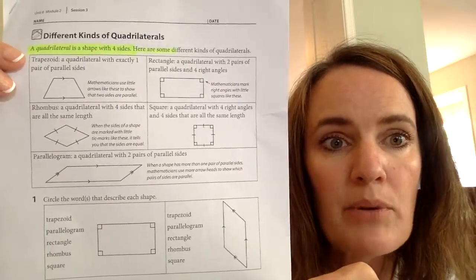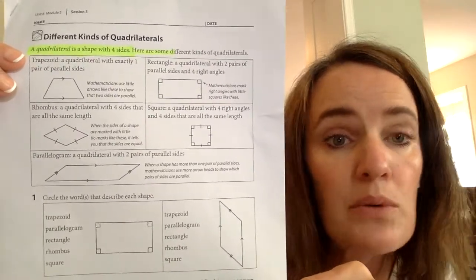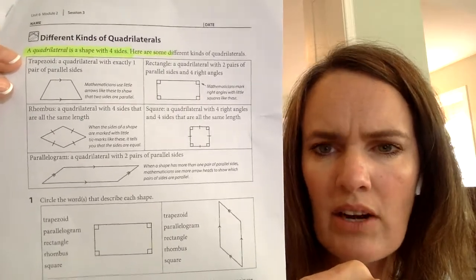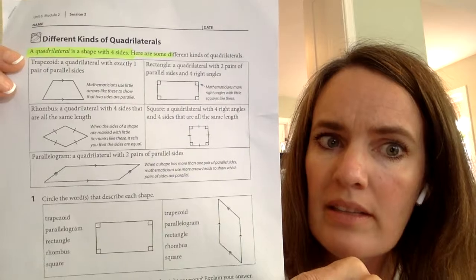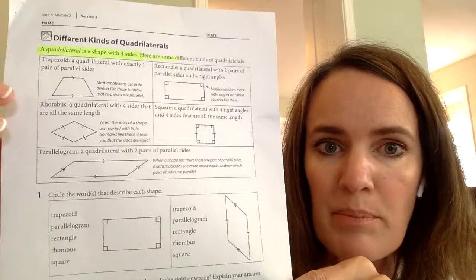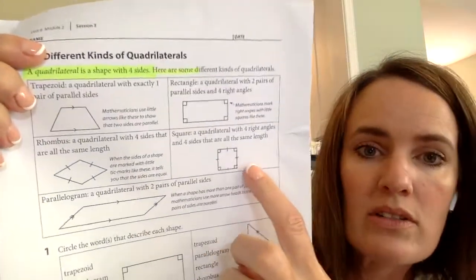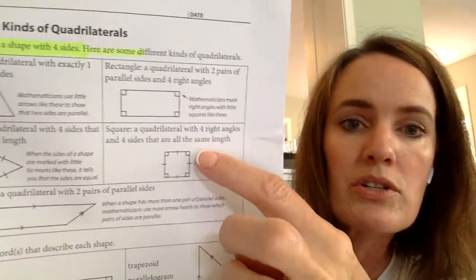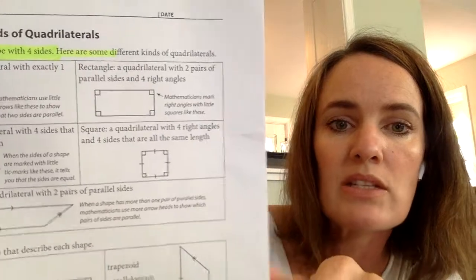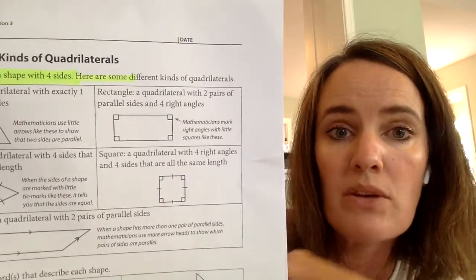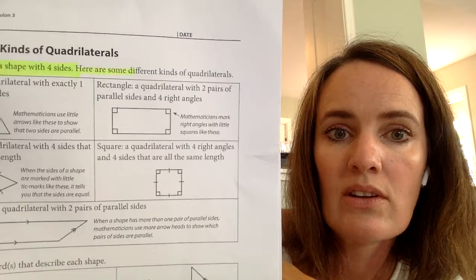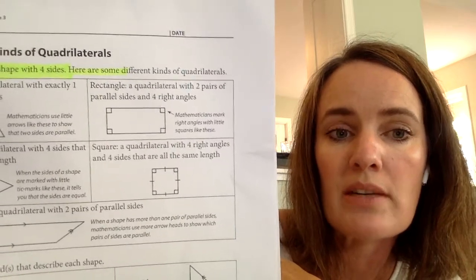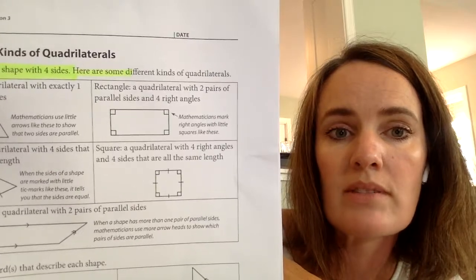The rhombus, you can see, point to the rhombus. That's a quadrilateral with 4 sides. They're all the same length. Are you thinking that's kind of like a square? Yes, exactly. But the square has right angles. Do you see the little corners there? That's showing us that the square has right angles, and the rectangle. You can see those little squares in the corners of the rectangles as well. Those are showing us that they are right angles.